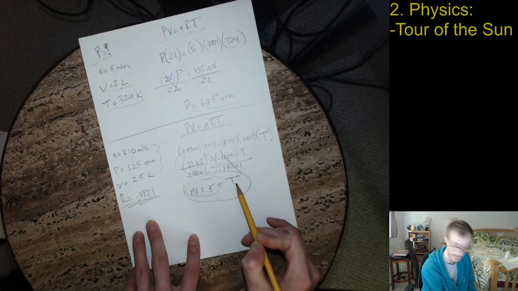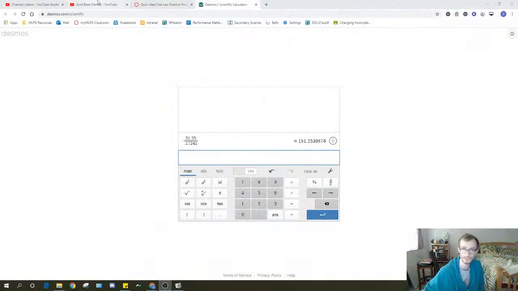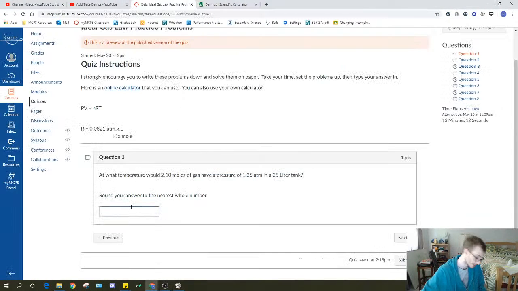So that's the general strategy. This will obviously be in Kelvin. And so when I go back to my quiz to punch in my answer, it says round your answer to the nearest whole number. So I just need to put 181. So that's the nearest whole number. That means no decimal points. So that would be my answer for that one.